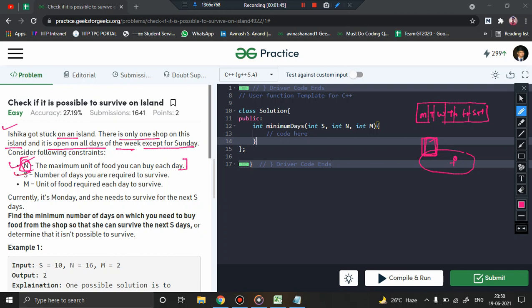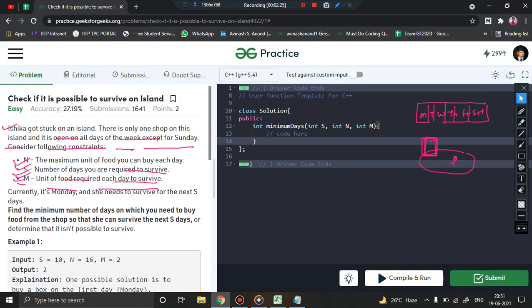The value of s indicates the number of days basically you are required to survive. Okay, how many days you have to survive on the island. That is the value of s. And m indicates what amount of food you consume per day, what unit of food is required each day to survive. Getting the point? So there are three important constraints given: n, s and m. So n is the maximum unit of food you can buy each day from the only shop. s indicates the number of days you are required to survive, and m indicates the unit of food required each day to survive. Given these constraints, you have to say whether she can survive or not.